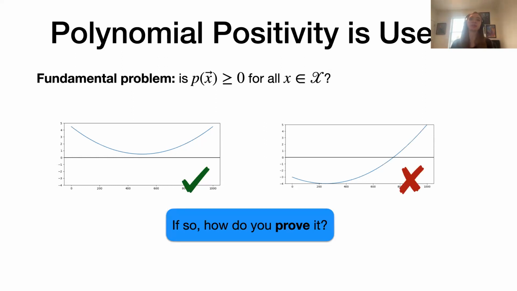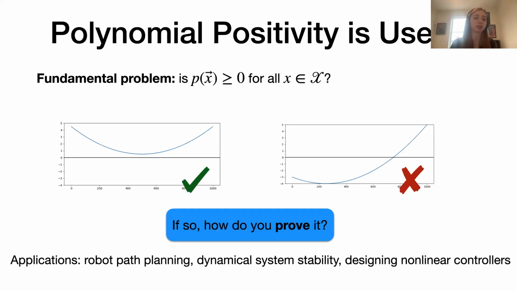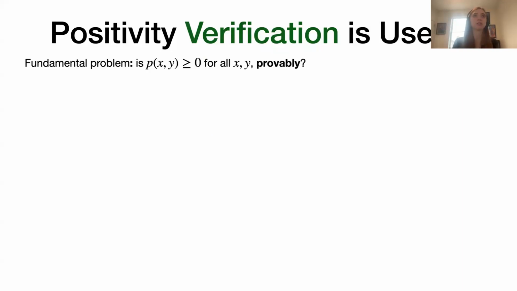This might seem like a sort of bizarre primitive, but it actually has a ton of applications across robot path planning, dynamical system stability, designing nonlinear controllers, and beyond. It's really considered a fundamental primitive in the polynomial and optimization world. And in particular, let's zoom into this verification part. So what do I mean by proving that a polynomial is positive?